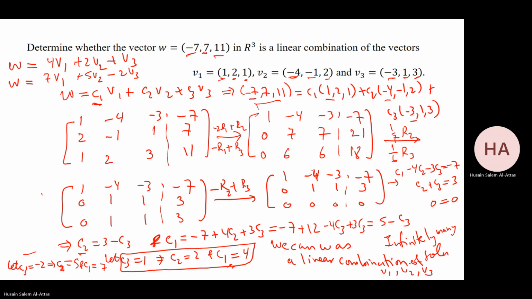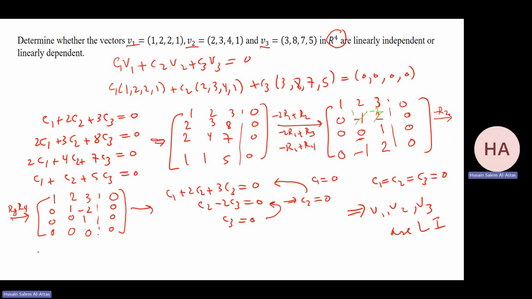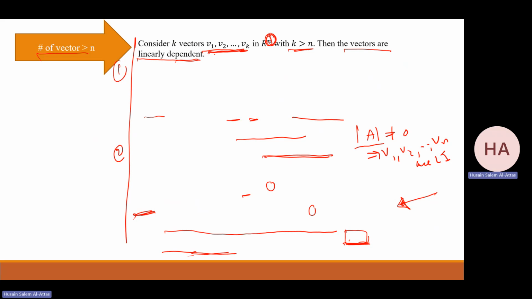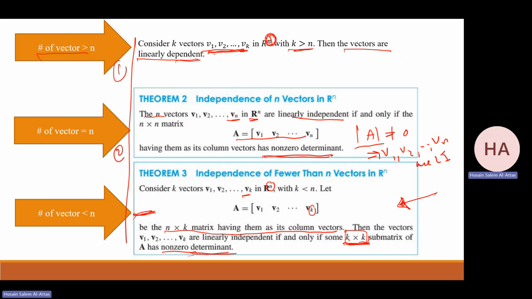And then we talk about this idea of the span and linear independence. This is the general definition for linear independence. And then we go to how to check whether vectors are linearly independent or linearly dependent. Let me repeat what we did. If the number of vectors is more than n, where n is the dimension of Rn, the vectors are in R3, R4, all these things. If the number of vectors is greater than n, then right away they are linearly dependent. No need to do anything.